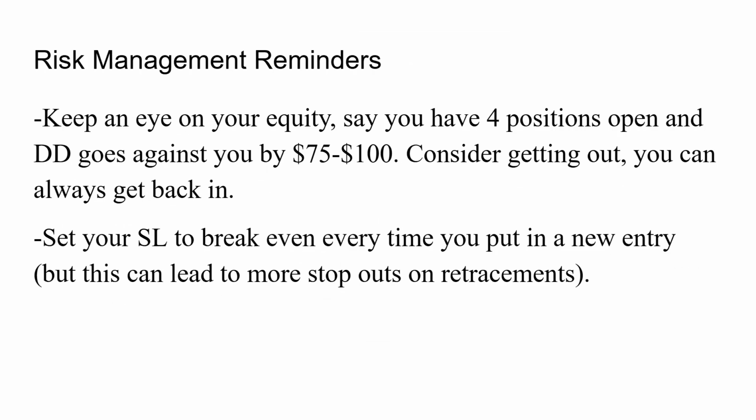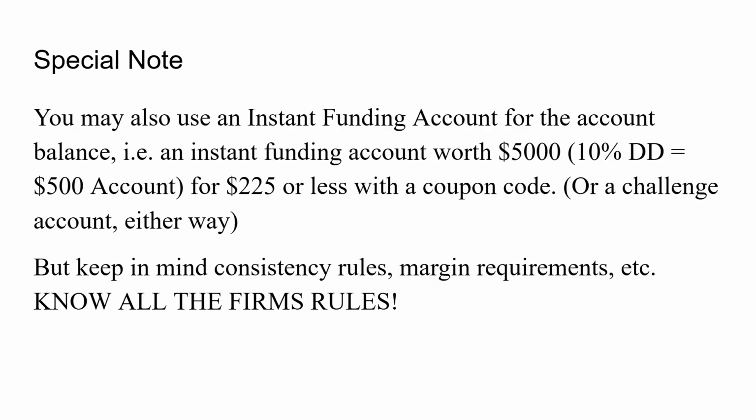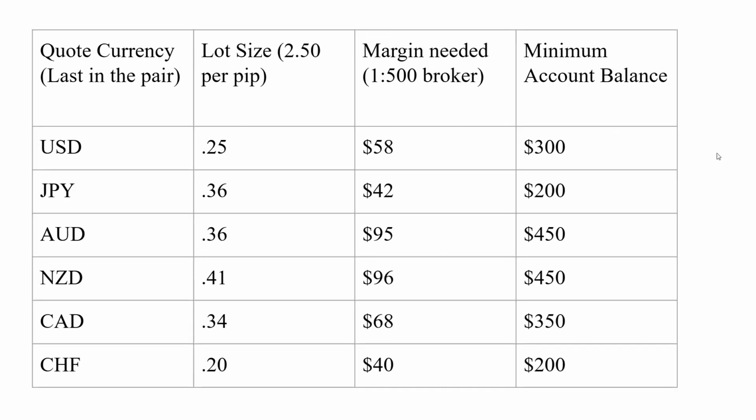So the most important part of this whole thing is risk management. Keep an eye on your equity. If you have four positions open and price starts to go against you, you need to have in your mind, where do I want to get out at? Because if you are down by say $50, maybe that's not that bad. But if you have four positions open, you're down $100, and your account balance is $300, that's almost half your account.